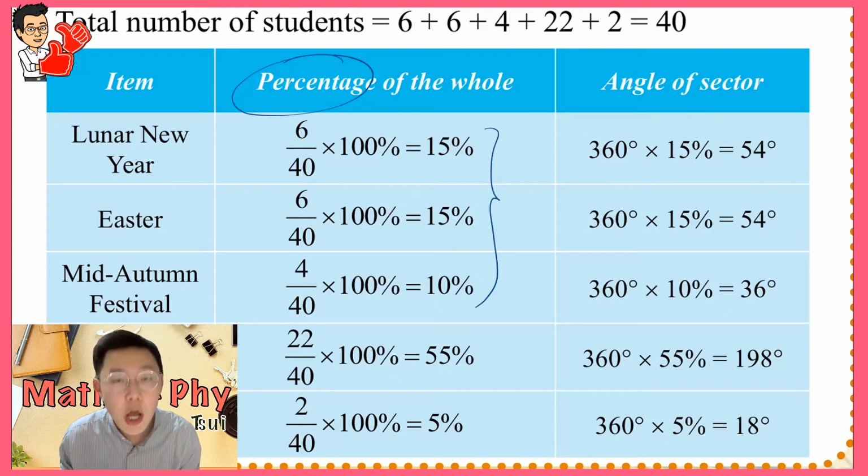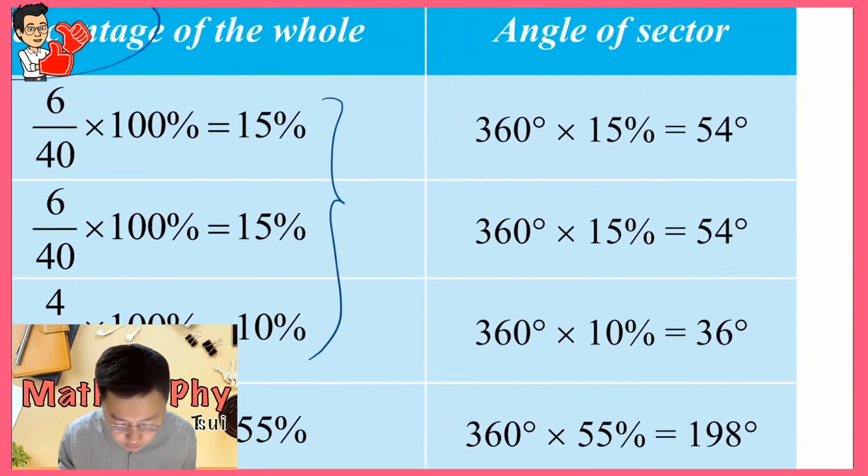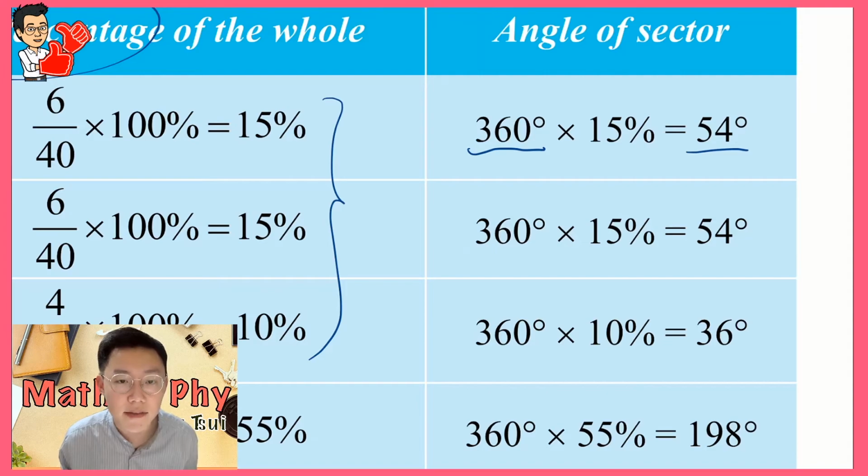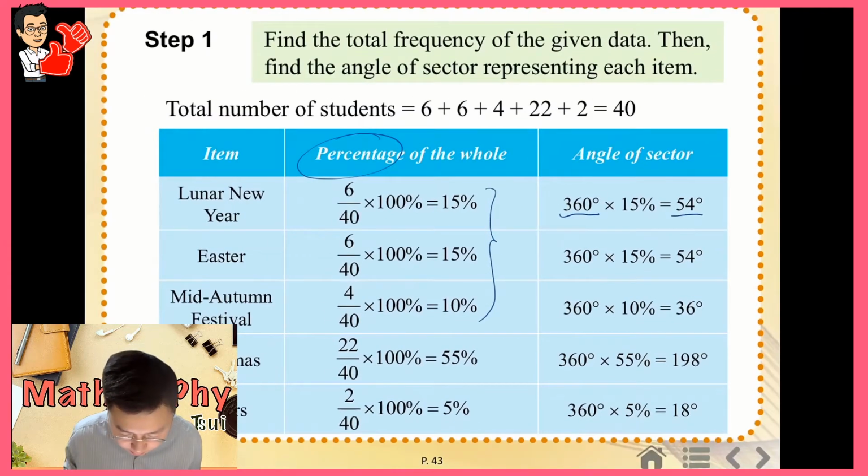Since we need to construct a pie chart, for the sectors of each pie chart we need to know the angle of each sector. As we mentioned before, we need to use 360 degrees times the percentage of each item, and then find out the angle. So you need to calculate it step by step, and then you can find out the degrees for all the items.